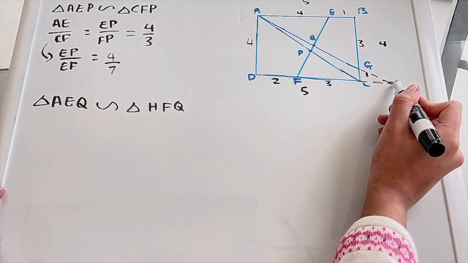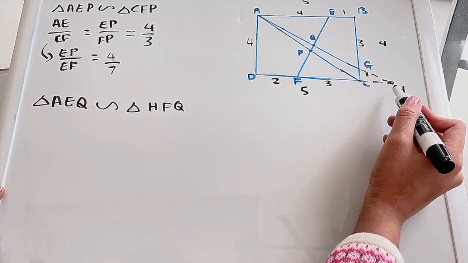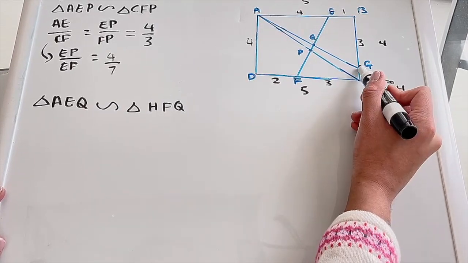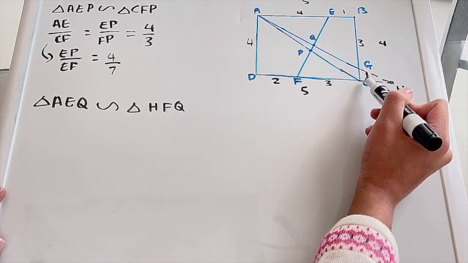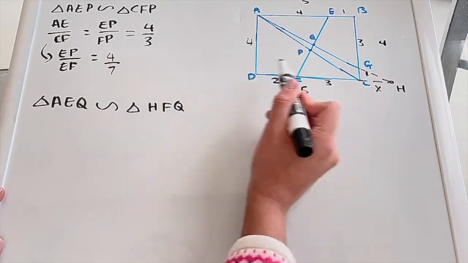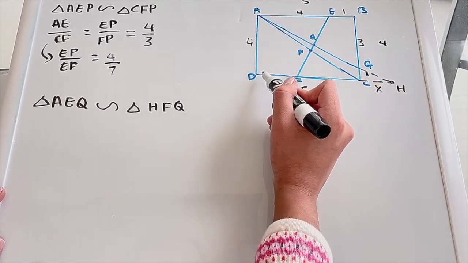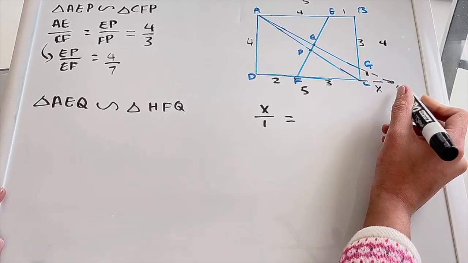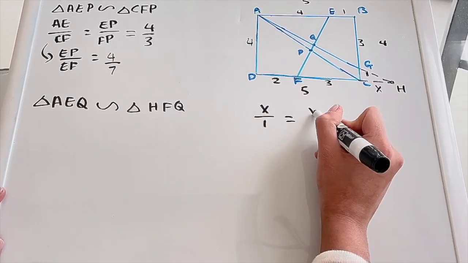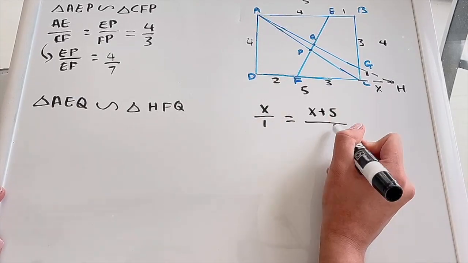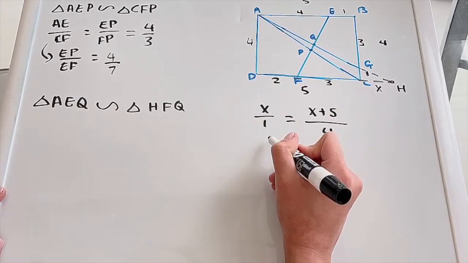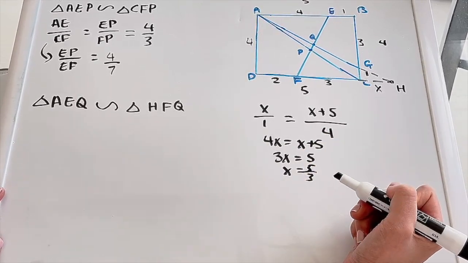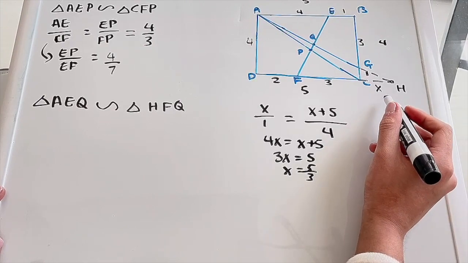To find the ratio of AE over FH, we have to find CH. Now, looking at this triangle right here, CHG, it is also similar to triangle AHD, because these are 90 degree angles. So technically, we could say x over 1 equals x plus 5 over 4. Now, to simplify this, we get 4x equals x plus 5. So x equals 5/3. The measurement of x will be 5/3.